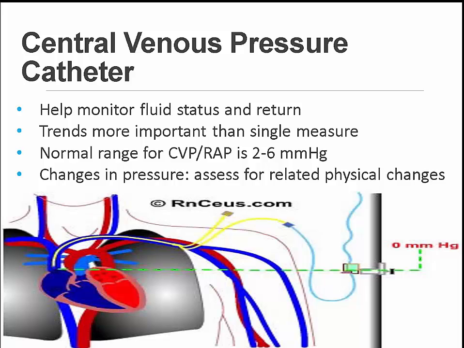Evaluate heart rate, blood pressure, and urine output. A potential complication would be infection. A higher risk complication would be air embolus or pneumothorax. Your outcome is no infection, no bleeding, stabilization of the pressures, and discontinue the CVP line.